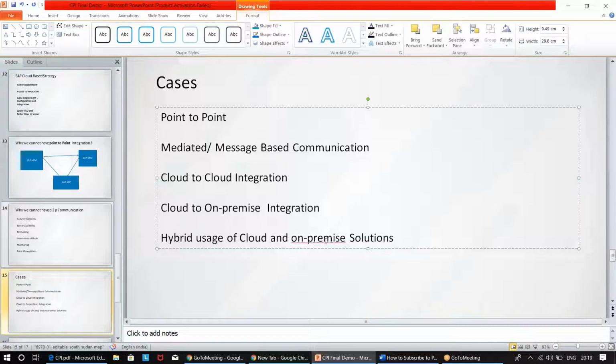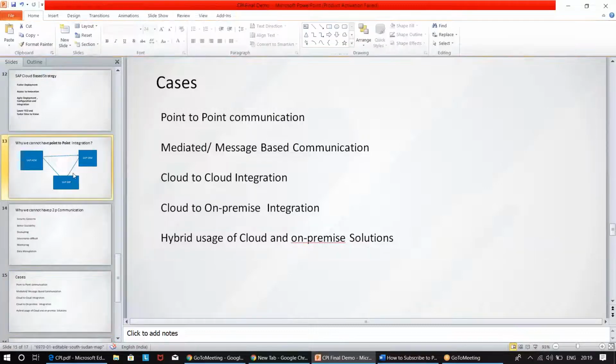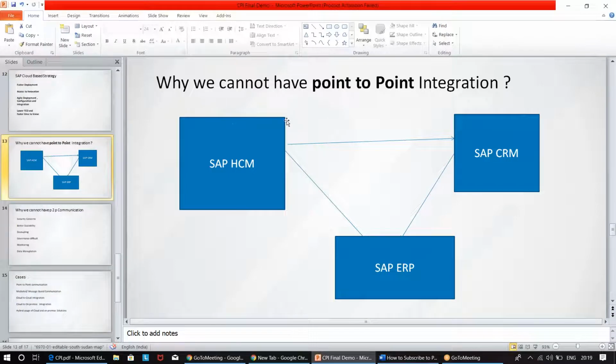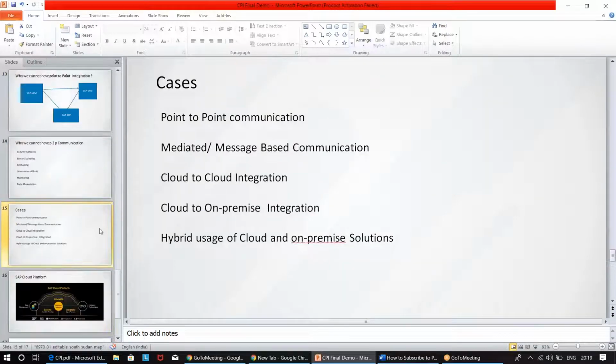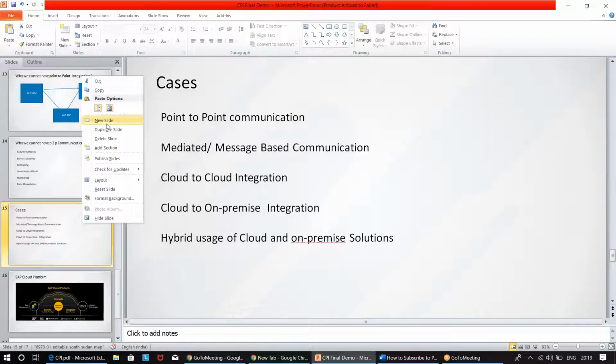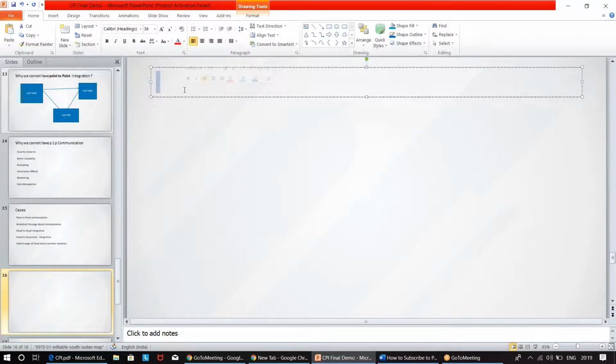So these are the different cases when we talk about integrations. The first one is point to point. I think point to point communication is clear to people now, that this is possible, yes. But what are the different problems we face with point to point? Next, we talk about message based, or mediated.